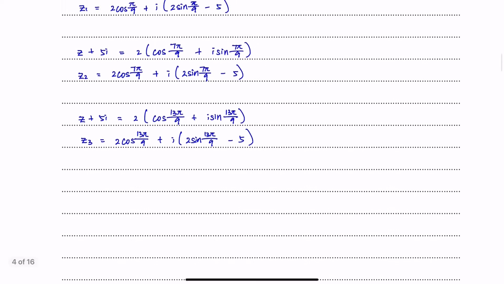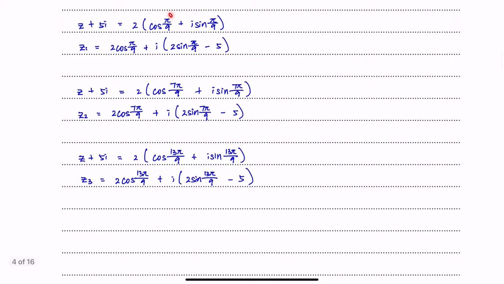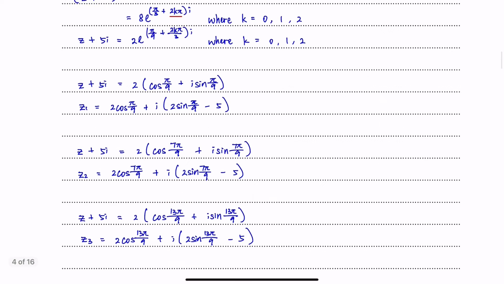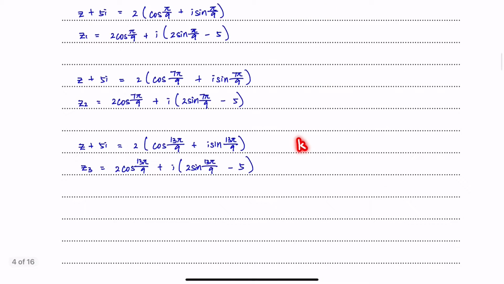So if you're wondering how I get all these angles, this is basically when k equals 0, this is when k equals 1, and this is when k equals 2.